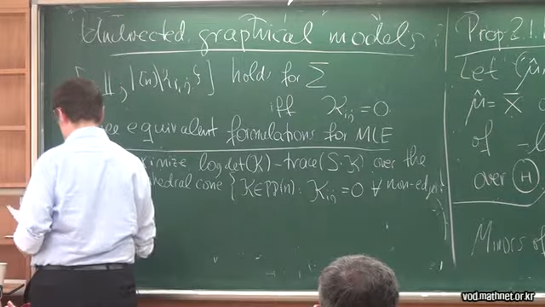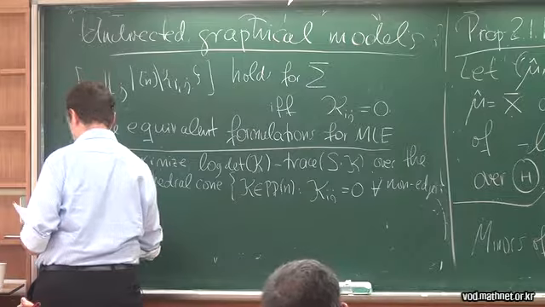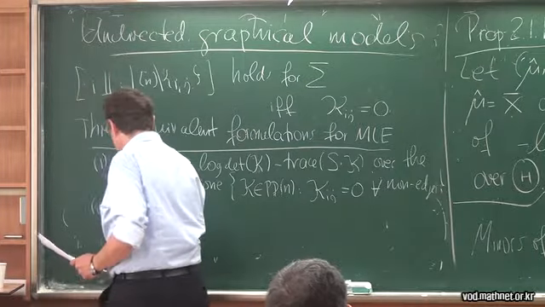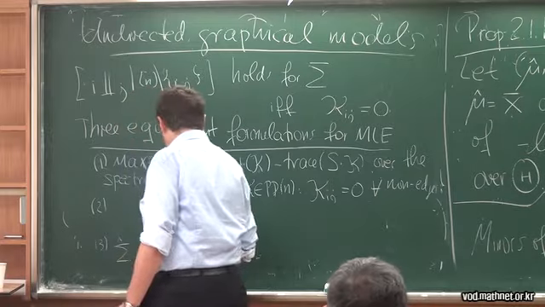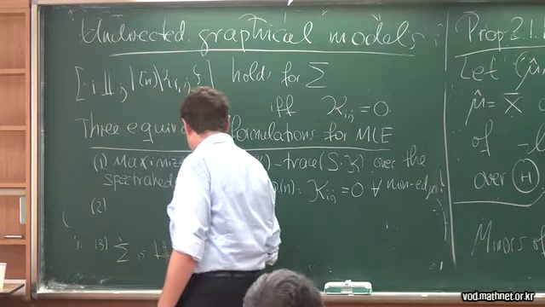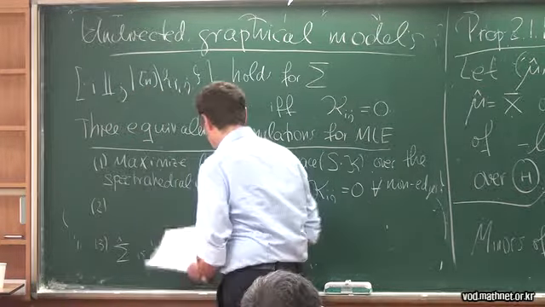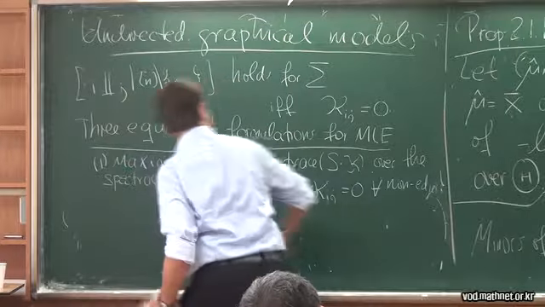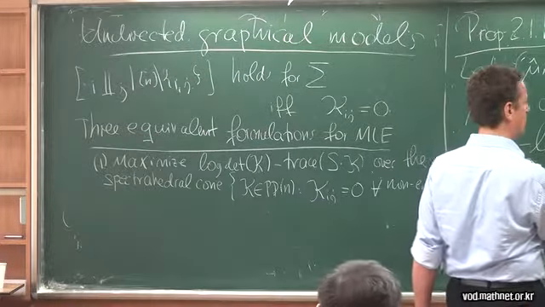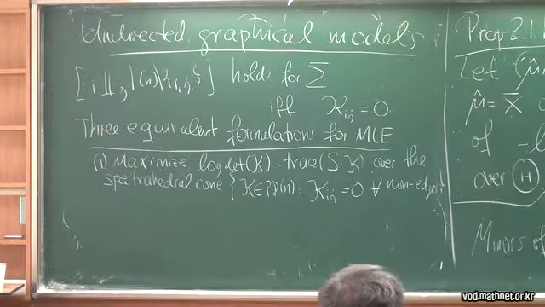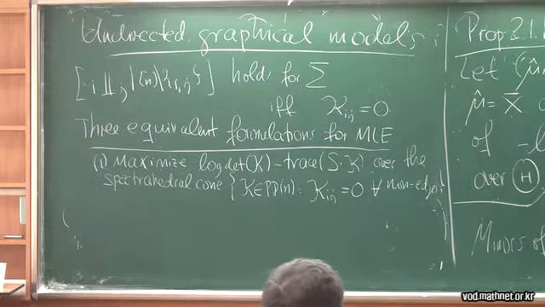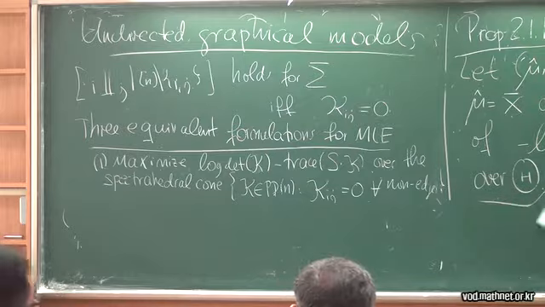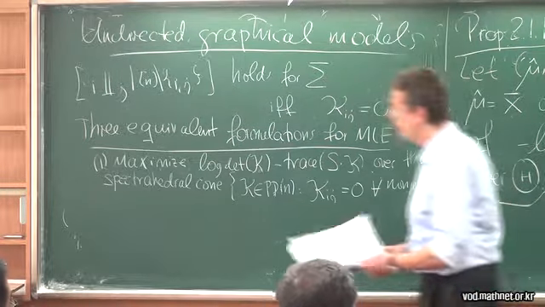Then there's a second version and a third version. Sigma hat is the analytic center. Let me do the second version first. Let me make more space. Maybe I'll erase this. So let's have version 2 and version 3, and then time will be up.